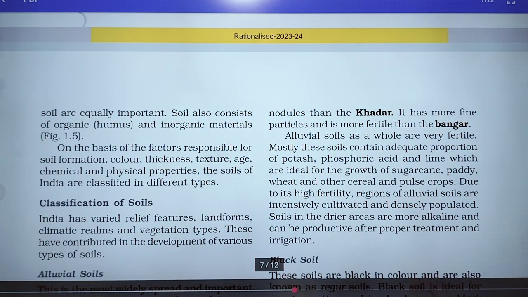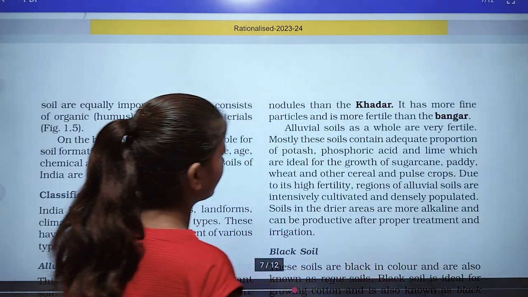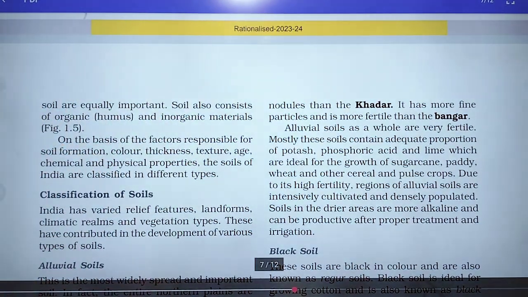It has more fine particles and is more fertile than the bangar. Alluvial soil as a whole is very fertile. Alluvial soil is also known as fertile soil.